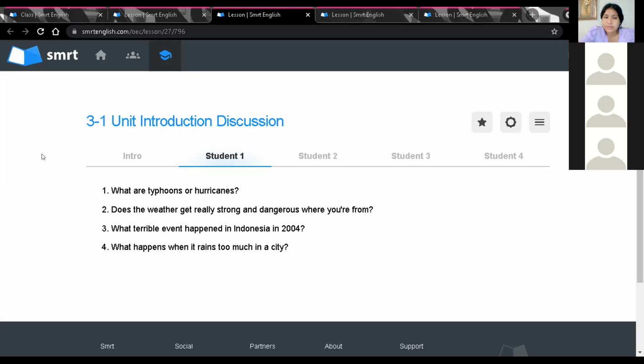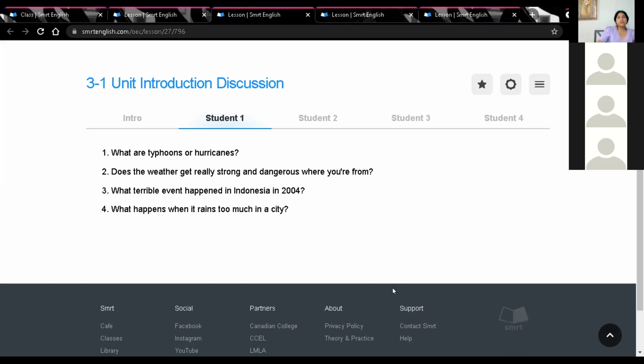Okay. Isela, number 2 says, does the weather get really strong and dangerous where you're from? I'm living in Ciudad Obregón, and I think it doesn't. When other cities around Ciudad Obregón have hurricanes or something like that, we just have heavy rains for 2 or 3 days. Okay. So it doesn't get too dangerous. It's good.